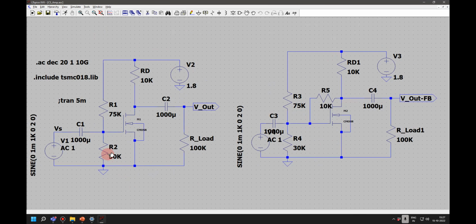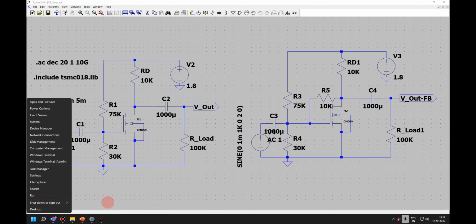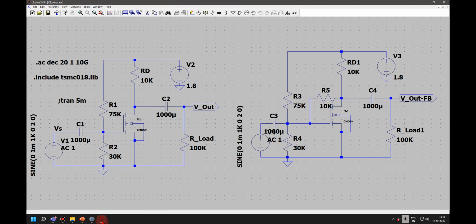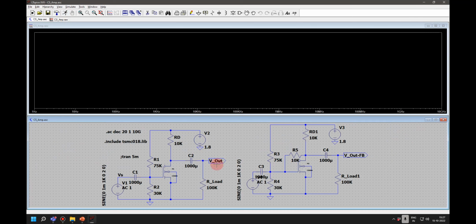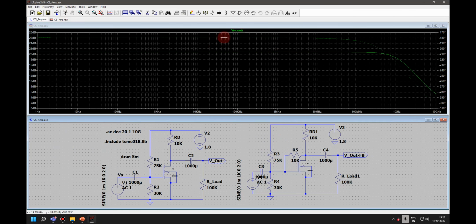So this is a normal CS amplifier. This is a CS amplifier with a feedback. Can you see that? I think R5. So there is a voltage feedback which is given out here. If I do an AC analysis, this is the signal out here, and this is the signal out here, right? If you see here, this is the green one on top, and this is the blue. So obviously, the gain is reduced and the bandwidth has increased.